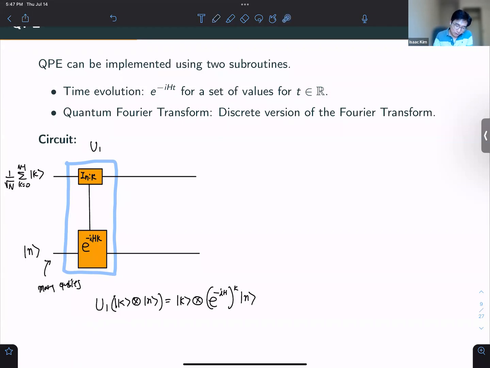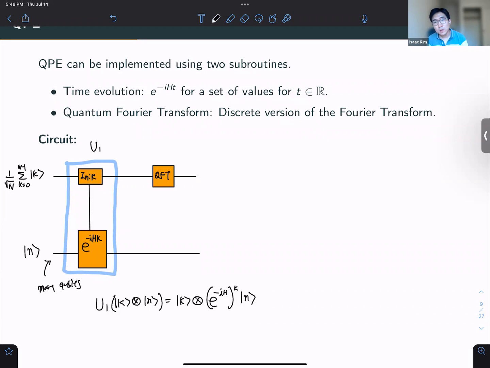You can think of K as an integer. It tells you how many times you're going to apply e to the minus iH times 1. So you're starting with this uniform superposition state, which defines the number of invocations of e to the minus iH times 1. And this is the unitary that you have. Any questions so far about the definition of this unitary? If not, I'll move on to the next part.